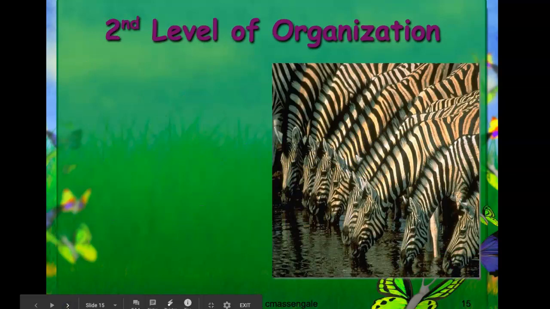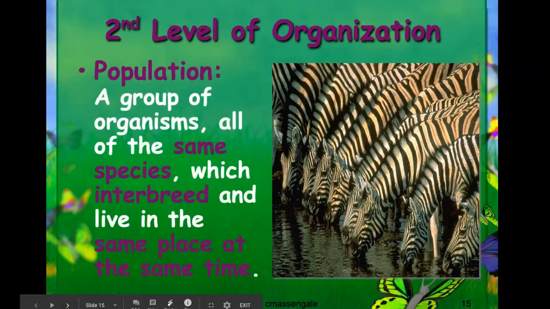The second level is going to be a population. So a population is going to be a group of organisms that are all the same species which interbreed and live in the same place at the same time.